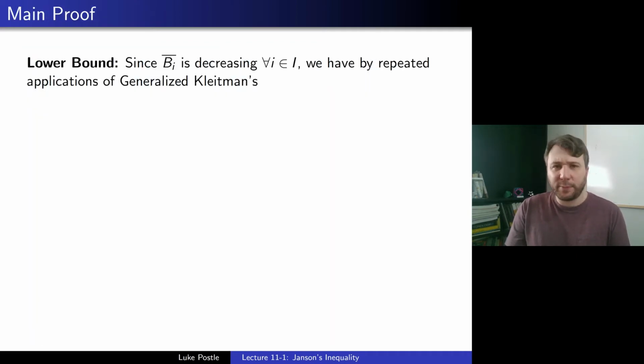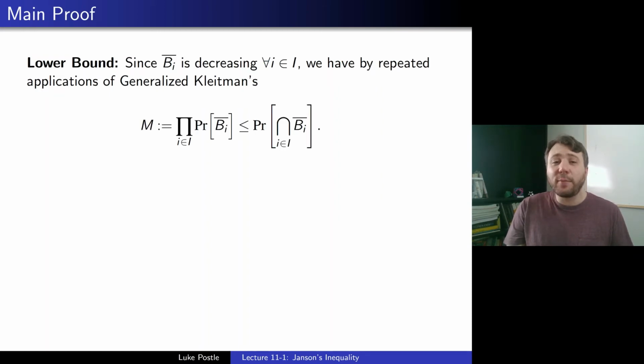So now back to the main proof. The lower bound is actually rather easy, so you could do it from first principles, but here, since BI is decreasing, we have, by repeated applications of that generalized Kleitman's, that M, which is the product of the probabilities, is smaller than the probability that none of them happen. Since they're all decreasing, they're all positively correlated, and so the probability that they all happen would be greater than their product. So that's maybe the easier way to do it given Kleitman's. For the upper bound, that's going to be a bit harder.